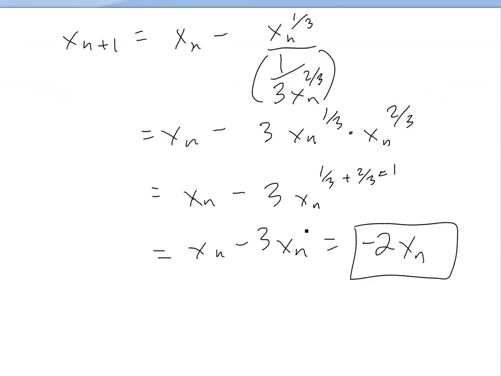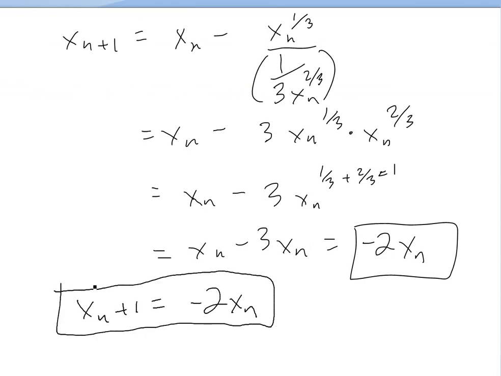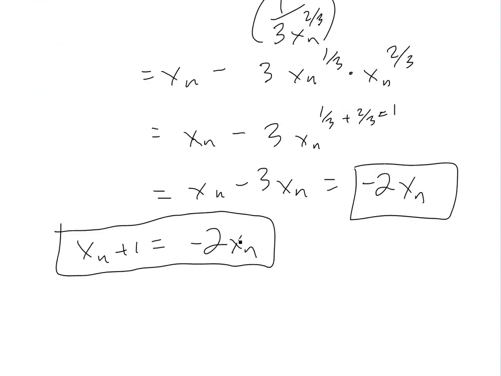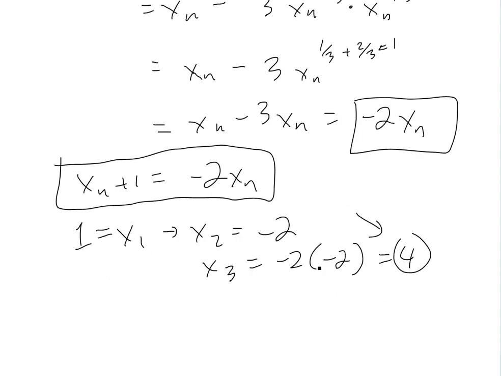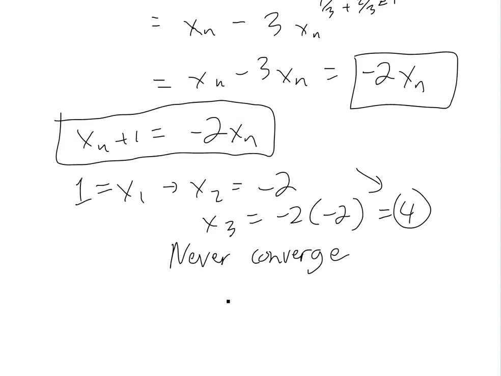As you see, there's a problem here, because now we have x_(n+1) equal to negative 2x_n. So it doesn't matter what the number is, it's always going to get bigger here. So if you put in, let's say, besides x_n equals 0, let's say we put in 1 for x1, then we're going to get x2 equal to negative 2. And then x3 is going to be negative 2 times negative 2, which equals 4. So you see it gets bigger and bigger here, and will never converge. This is an instance where Newton's method failed.